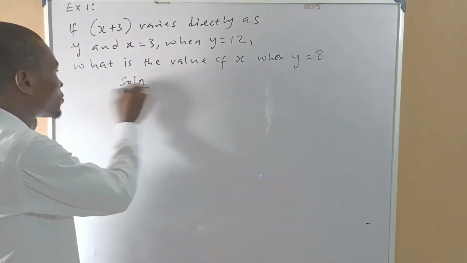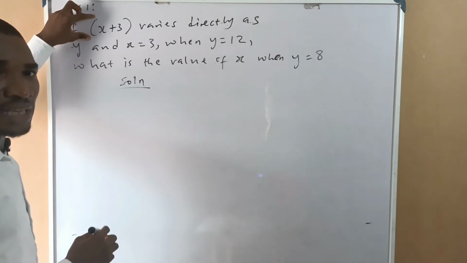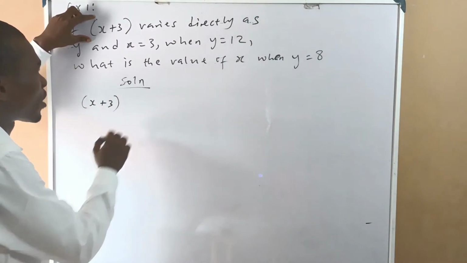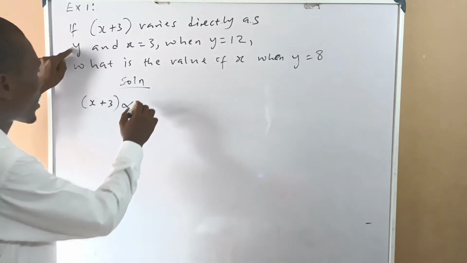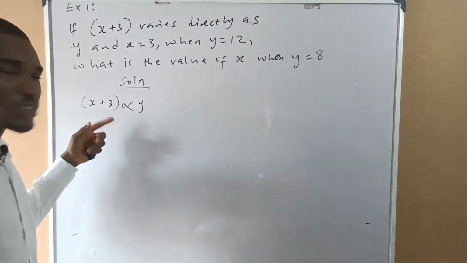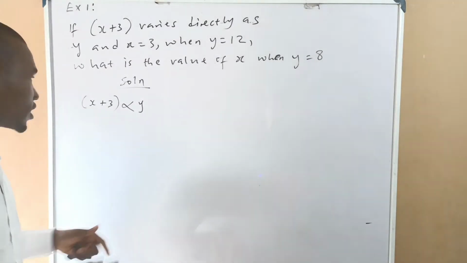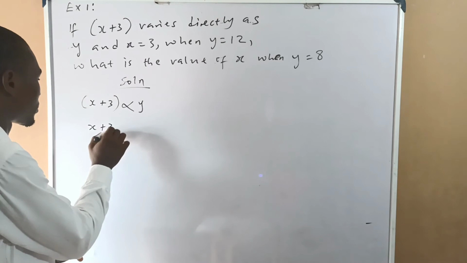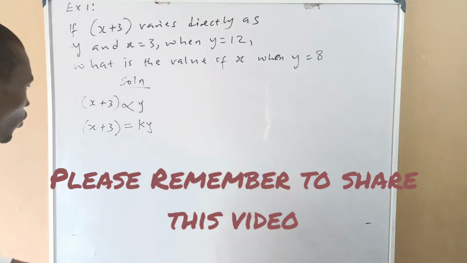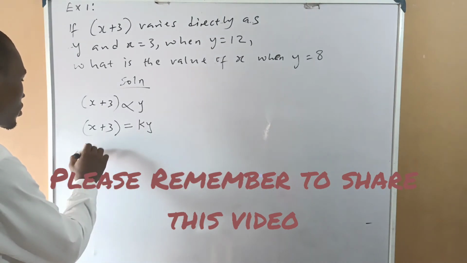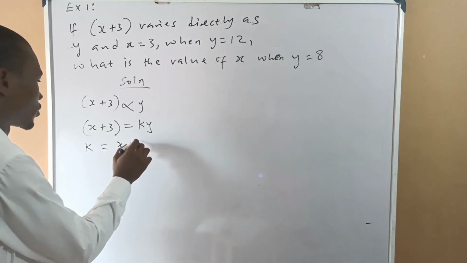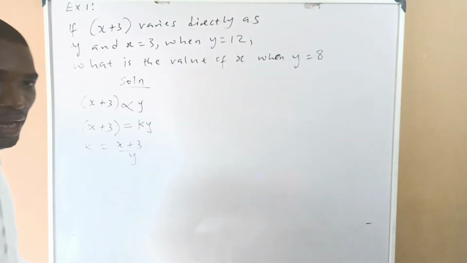Solution. Let's begin with the solution. Let's interpret this question first. We were told that x plus 3 varies directly as y. So to remove this variation sign, we put an equality sign, then introduce a constant. Hence, we have that x plus 3 is equal to k y. So if we make k the subject of this given equation, we have that k is equal to x plus 3 all over y.